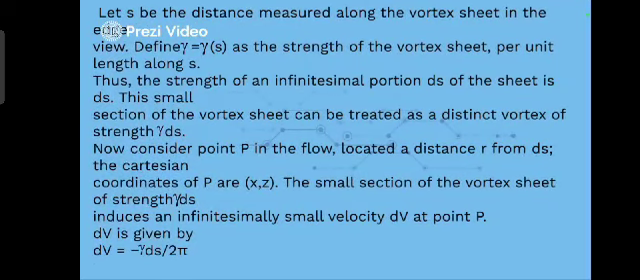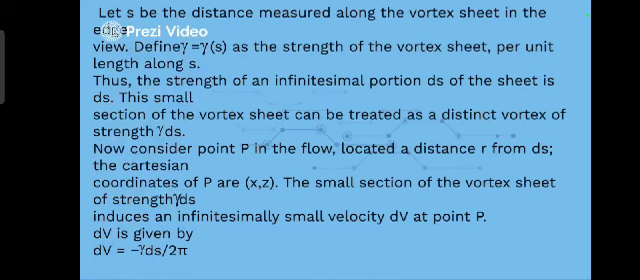Now let us see how the vortex strength is represented. Let s be the distance measured along the vortex sheet in the edge view. Gamma equals gamma of s is the strength of the vortex sheet per unit length along s. Thus, the strength of an infinitesimally small portion ds of the sheet is gamma ds. This small section of the vortex sheet can be treated as a discrete vortex of strength gamma ds.